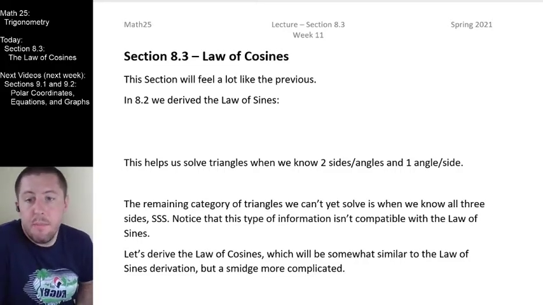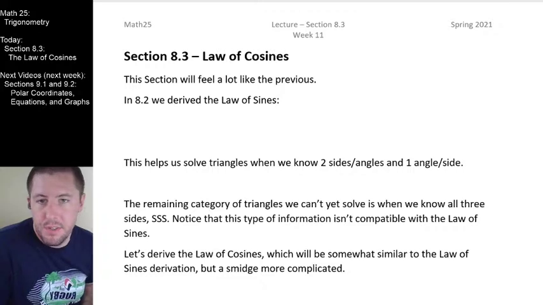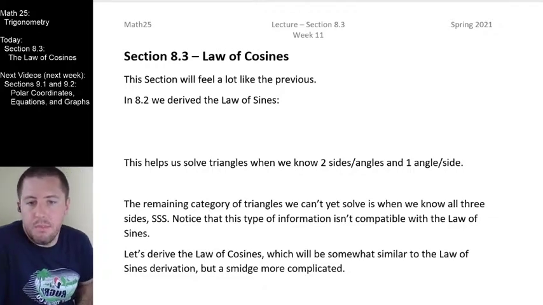We're going to talk about section 8.3 today as our second topic for week 11. In the previous video, we talked about the law of sines. Today, we're talking about the law of cosines. These two things are very closely related. This is a really nice single unit week of two super closely related topics. This is our second component for helping us solve non-right triangles.